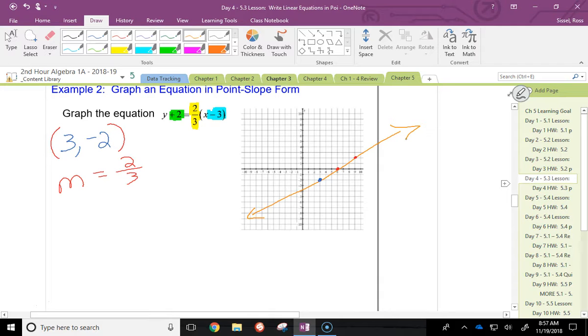That's all we had to do. The question asked me to graph the equations. I was able to pull up my coordinate point and my slope. So here's the biggest difference from the last 2 days.